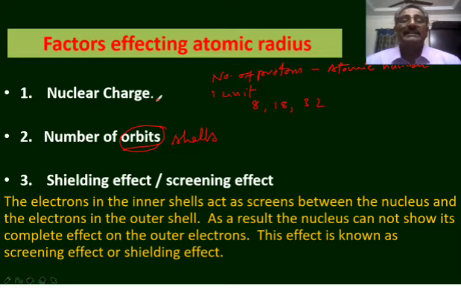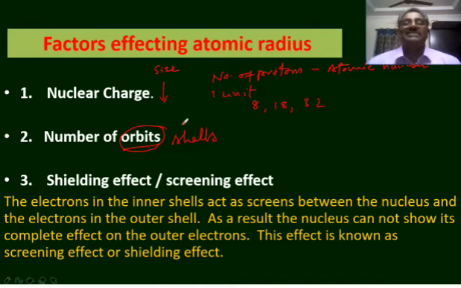As the atomic number increases, that is the nuclear charge increases, the force of attraction of the nucleus on the valence shell electron also increases. The force of attraction of nucleus on the valence shell electron increases as the nuclear charge increases. So the size of the atom decreases. An increase in the nuclear charge causes a decrease in the size of the atom.